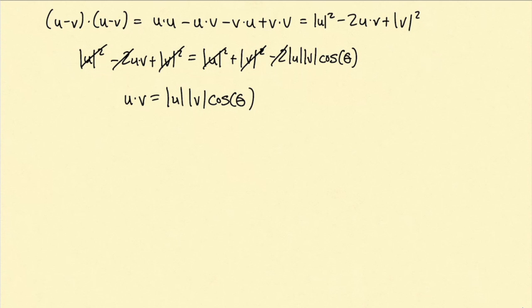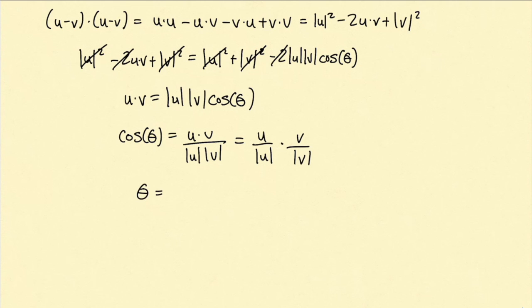This provides us with a mechanism to measure the angle between two vectors. So we can see that cosine of theta is equal to u dot v divided by the norm of u multiplied by the norm of v. You can also think about this as the dot product of the two unit vectors, u scaled by 1 over the norm of u, dotted with v scaled by 1 over the norm of v.